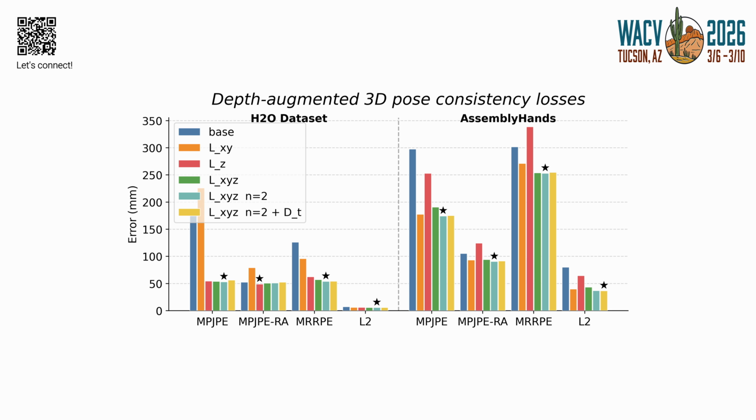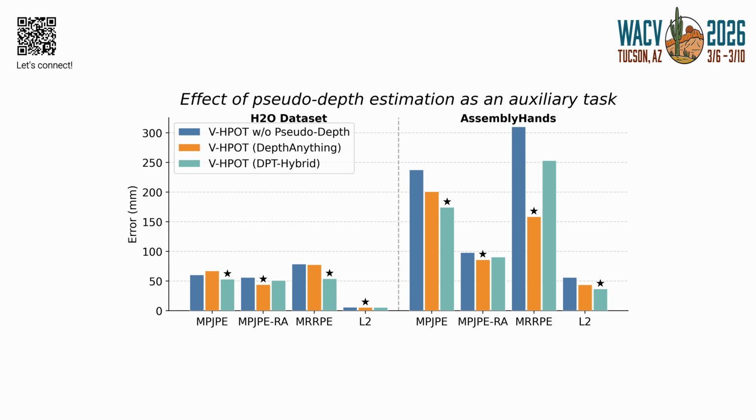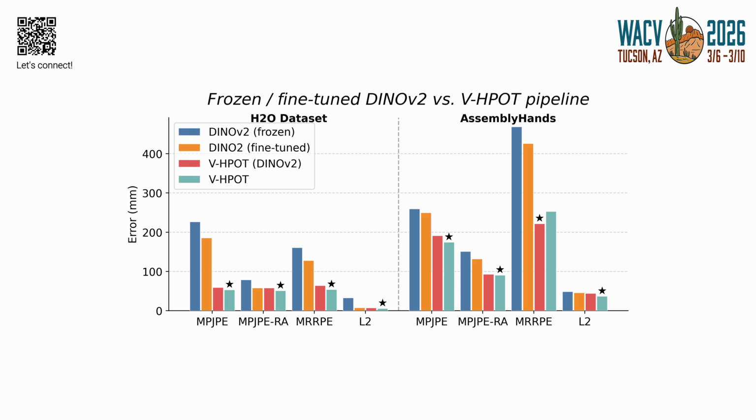Looking at the components of our TTO loss function, we observe the best performance when enforcing consistency across all three coordinates, x, y, z, between the original query and two different depth augmentations. We also observe a positive impact of the auxiliary depth prediction task, regardless of whether we use DPT hybrid or a different model, such as Depth Anything. Finally, we compare VHPOT to DINOv2 with frozen weights, fine-tuned, and as a backbone within VHPOT. The advantage of VHPOT is significant, especially in absolute error metrics.